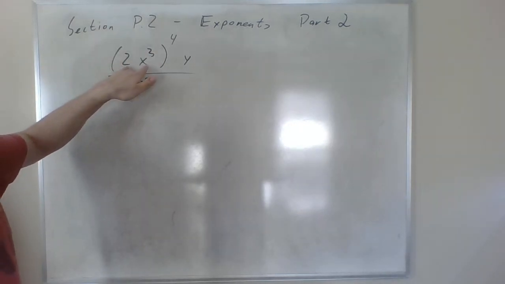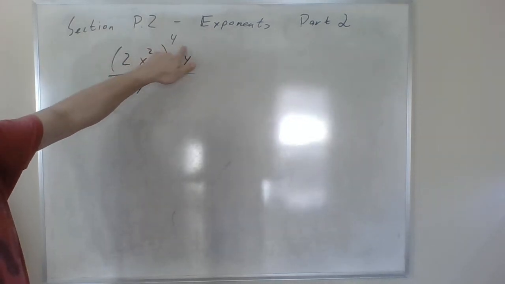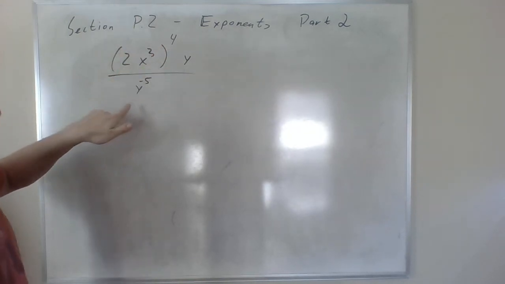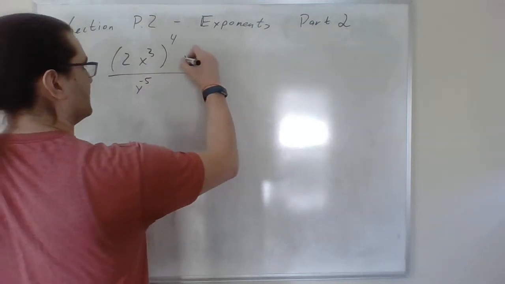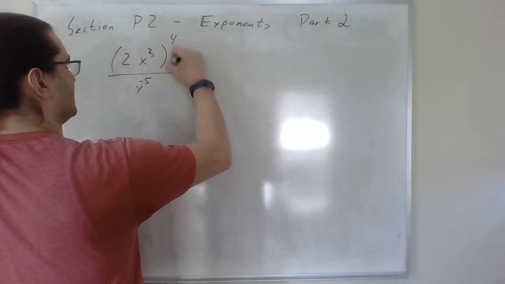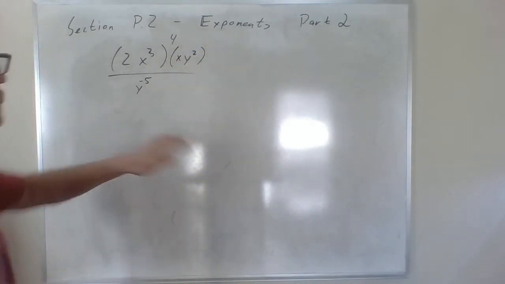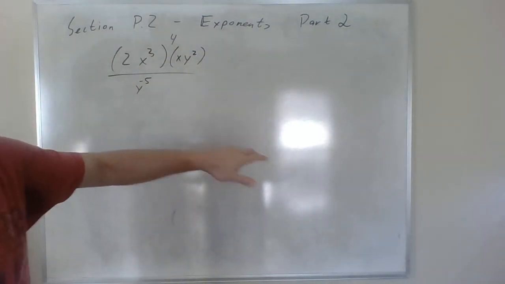There's exponents raised to other exponents. There's a distributive property involved here. There's multiple pieces. I should put an x out here as well. We'll say, sure, xy squared. Okay. Now there's even more going on.